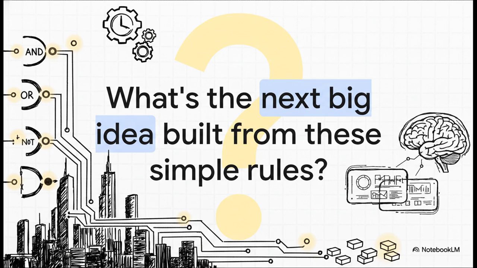So when you boil it all down, it's kind of incredible, isn't it? The immense, almost magical complexity of our entire digital world is built from an incredibly simple set of rules, true or false, on or off. Which really leaves us with one final thought. If we've built all of this, all our modern technology, from just a few simple logic gates, what's the next big idea we can build from them? What future innovations are just waiting to be constructed from these same humble digital blocks?